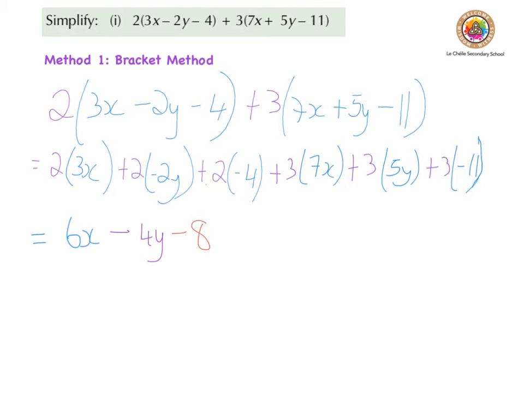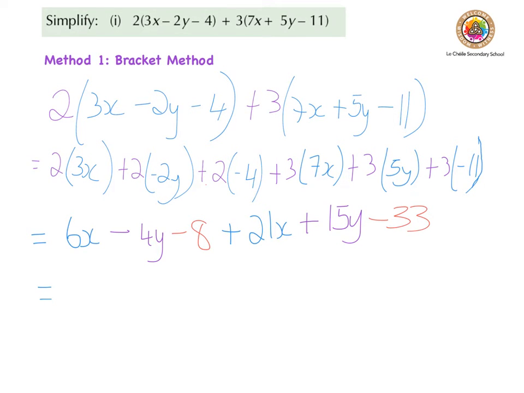Then similarly here, I have 3 by 7x, 2 positives, so that's a positive, and 3 multiplied by 7 is 21, so it's 21x. Next, I have plus 3 by 5y, so that's a positive, and 3 by 5 is 15, so 3 by 5y is 15y. Lastly, I have a positive here by a negative, so I know that's going to be a negative straight away, and 3 multiplied by 11 is 33.